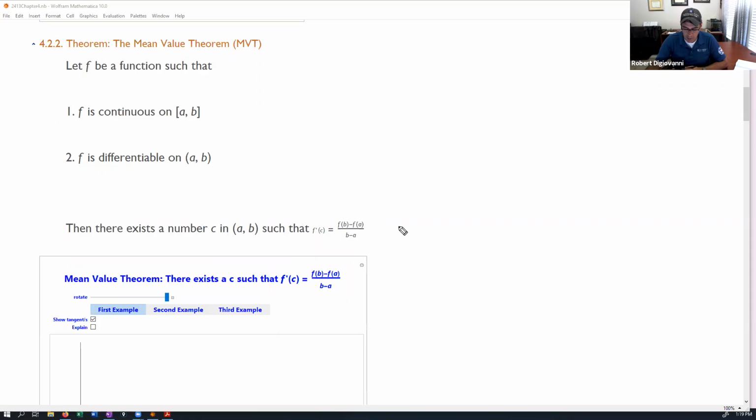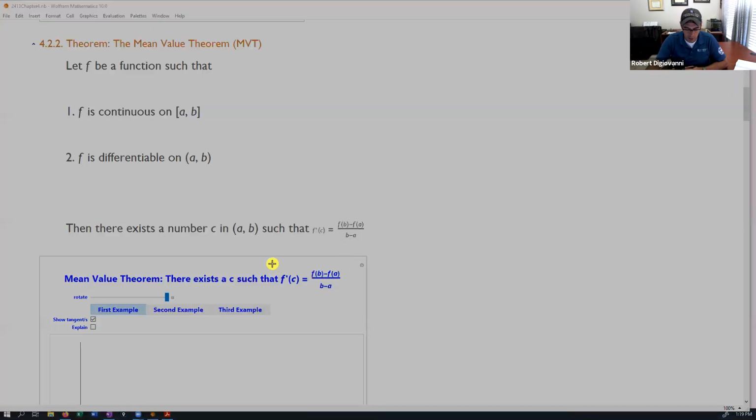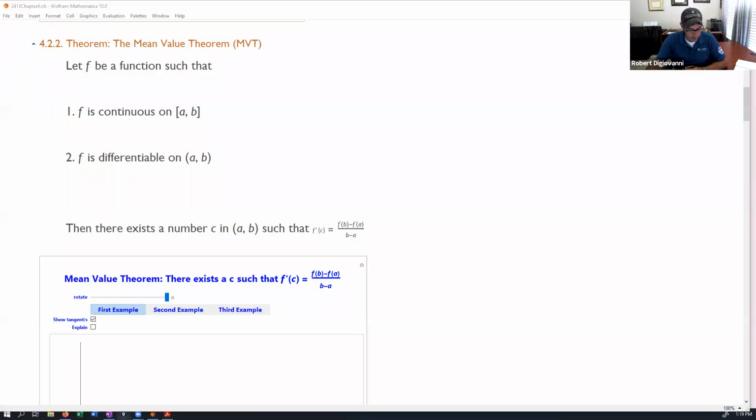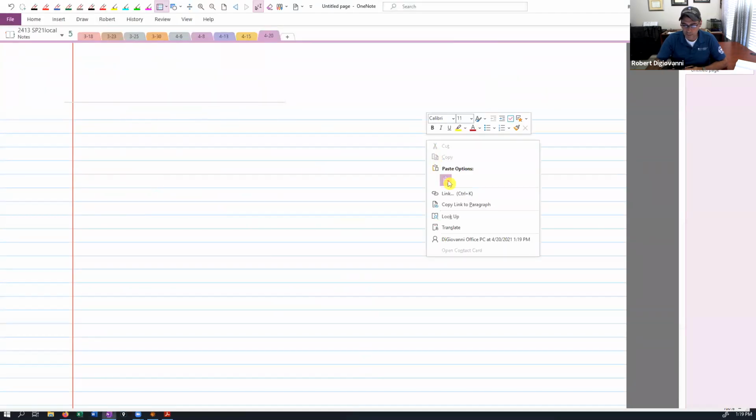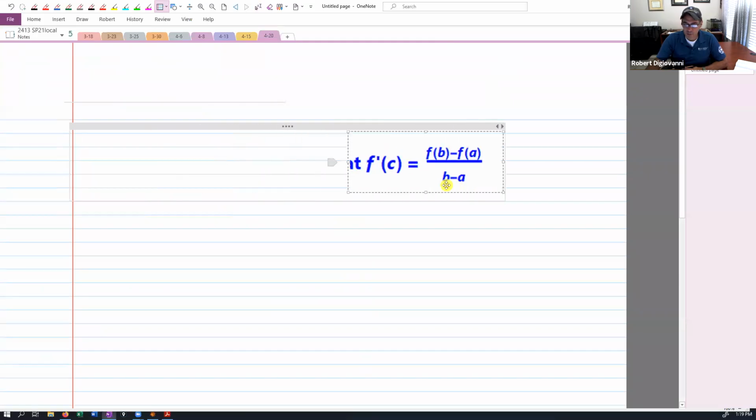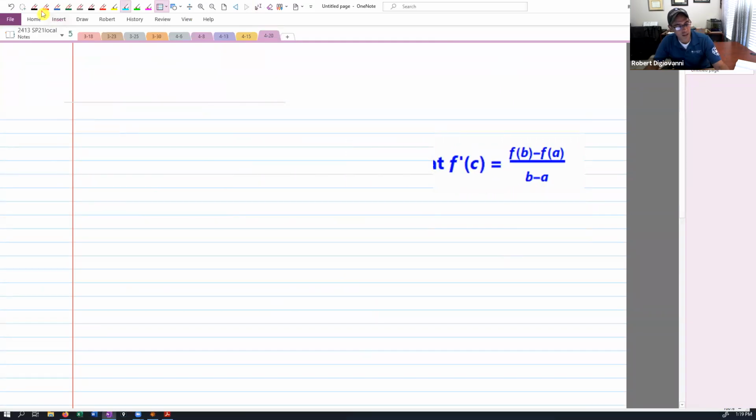Okay, so I'm going to copy this and bring it over to our work so I can use it whenever it's time to do this example here. So that's what the mean value theorem guarantees you. All right, so let's start with the problem.